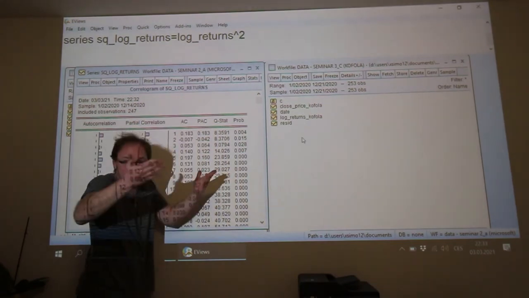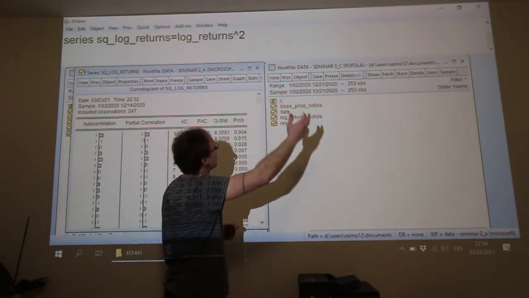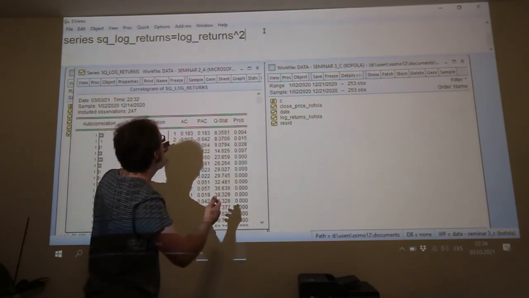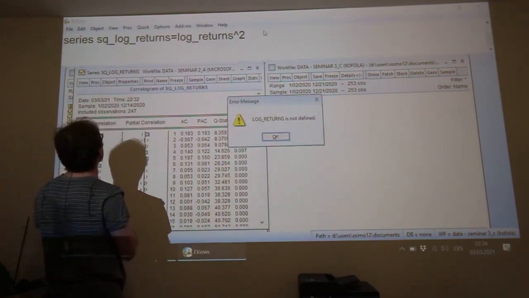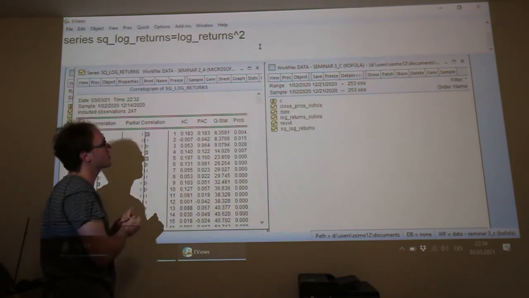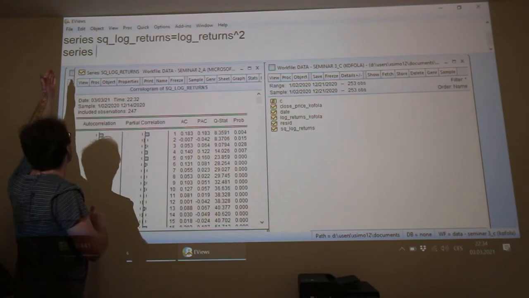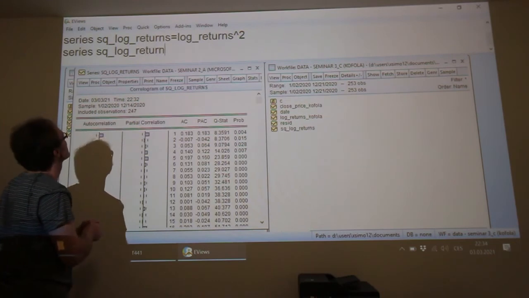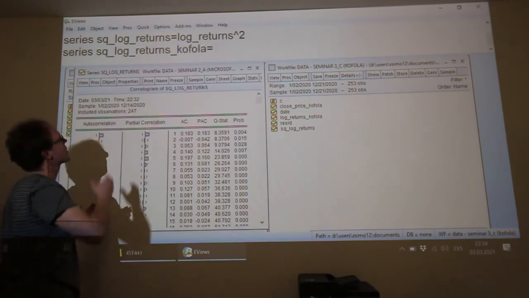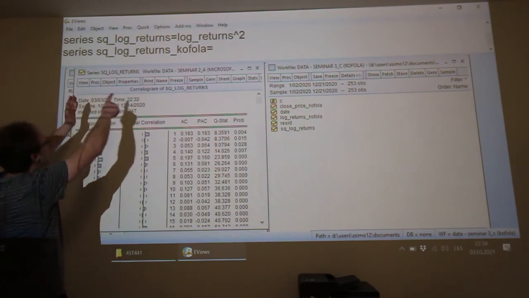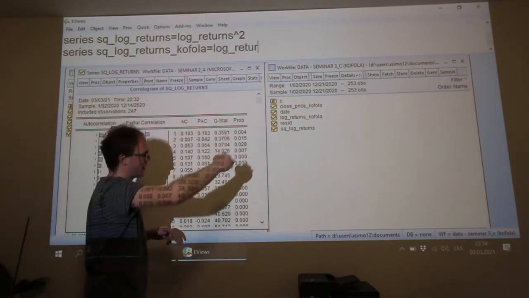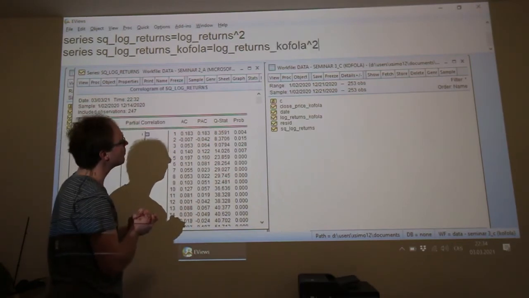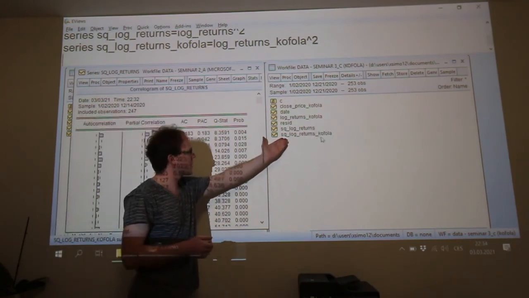We will do the same with Kofola company. So we must create square log returns of the Kofola company. So we will write the keyword series SQ log returns Kofola, and equal sign, and we will write here log returns Kofola and the hat, the power function powered by 2. Okay, so here we have square log returns.